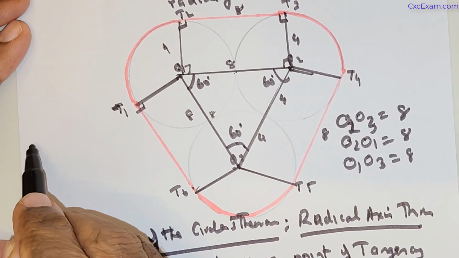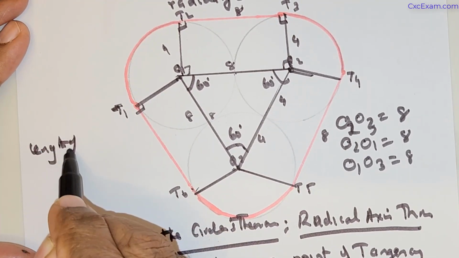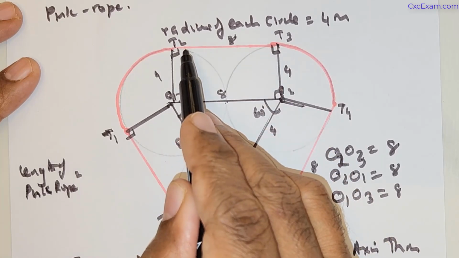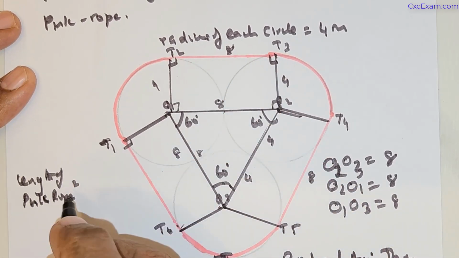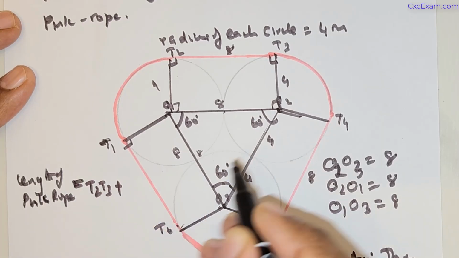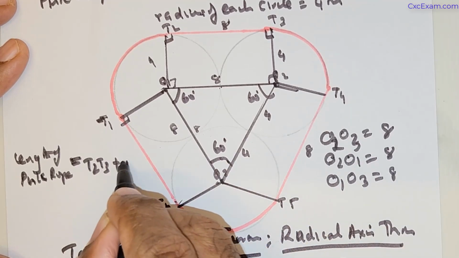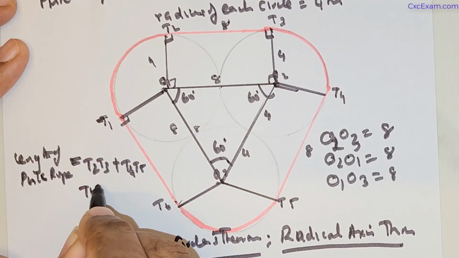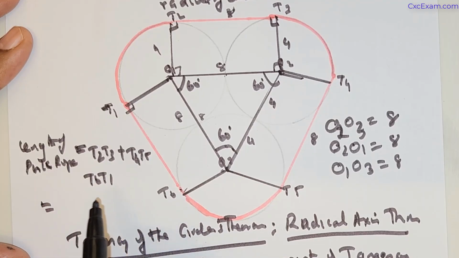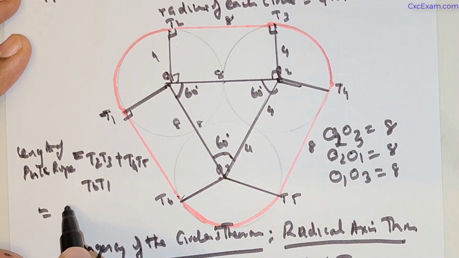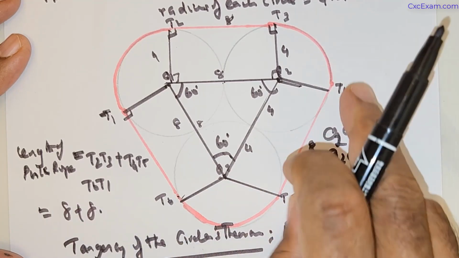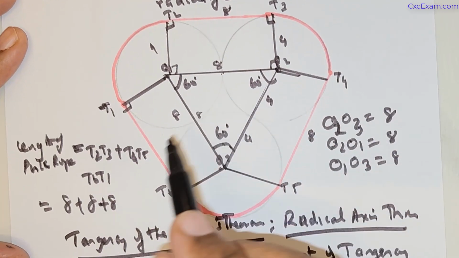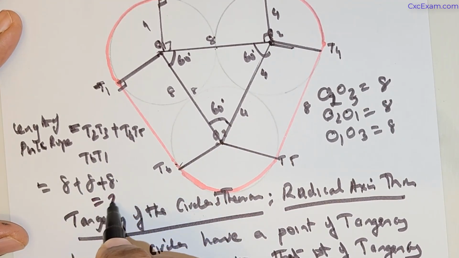So now comes the final step where we find the length. The length of the pink rope is going to be, we can start with this length, T2, T3 plus T4, T5, right? Plus T6, T1, which is equal to, okay, this is 8, this is 8, and this is 8. So we have got this length, and this length, but we need to evaluate the curve. So this is going to be equal to 24.